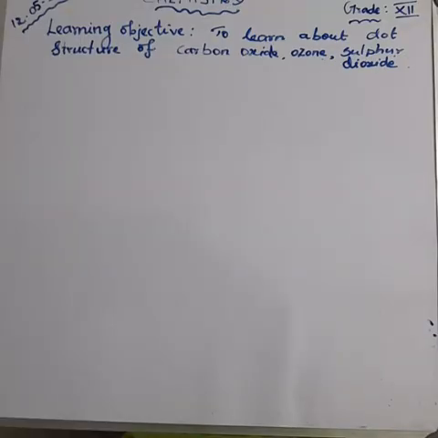Take note of this. We can draw the structure of carbon monoxide, carbon dioxide, etc. Dear children, today our learning objective is to learn about the dot structure of carbon oxide, ozone, and sulfur dioxide. Carbon oxide means carbon monoxide and carbon dioxide, and also ozone and sulfur dioxide.